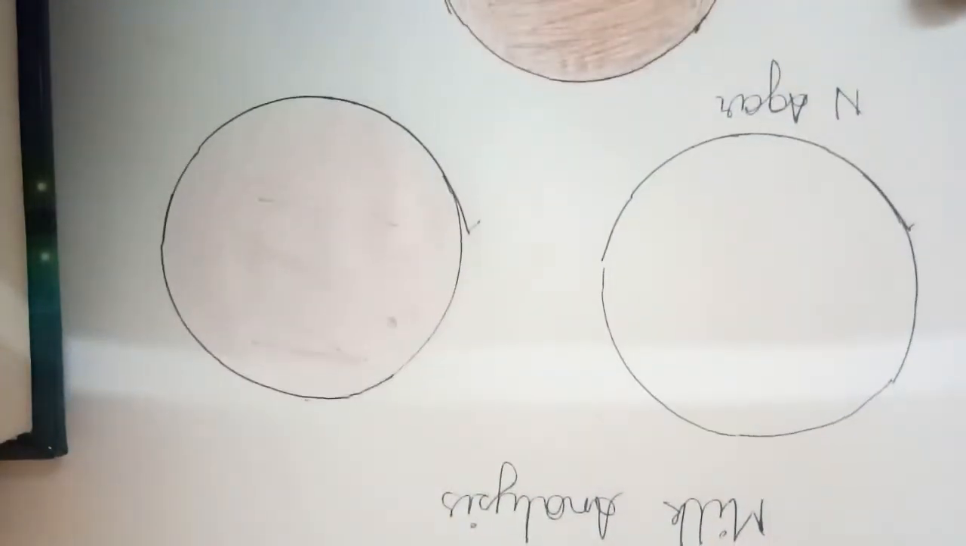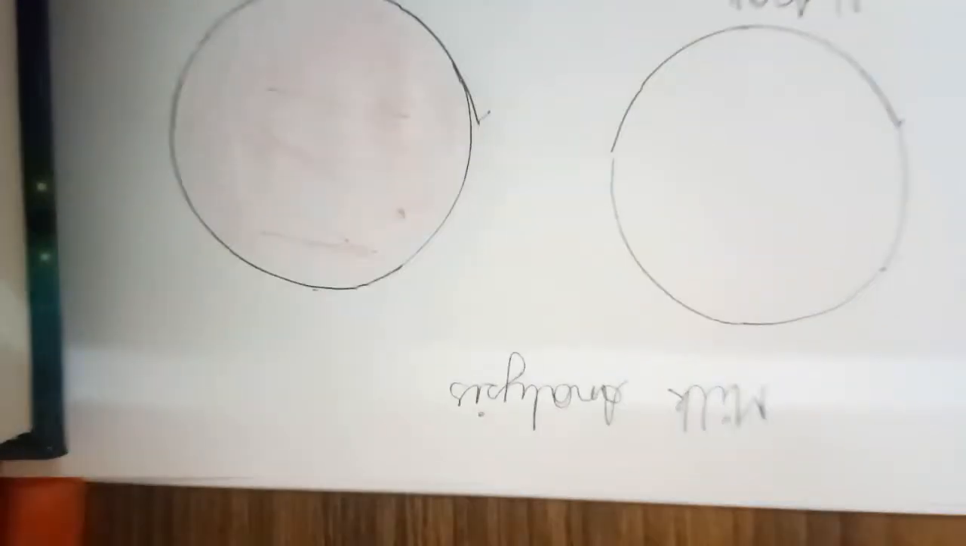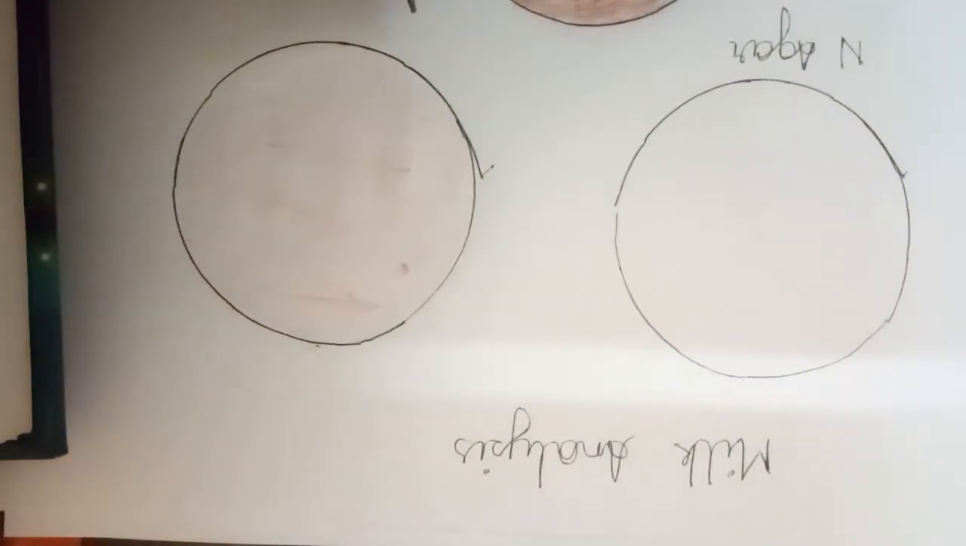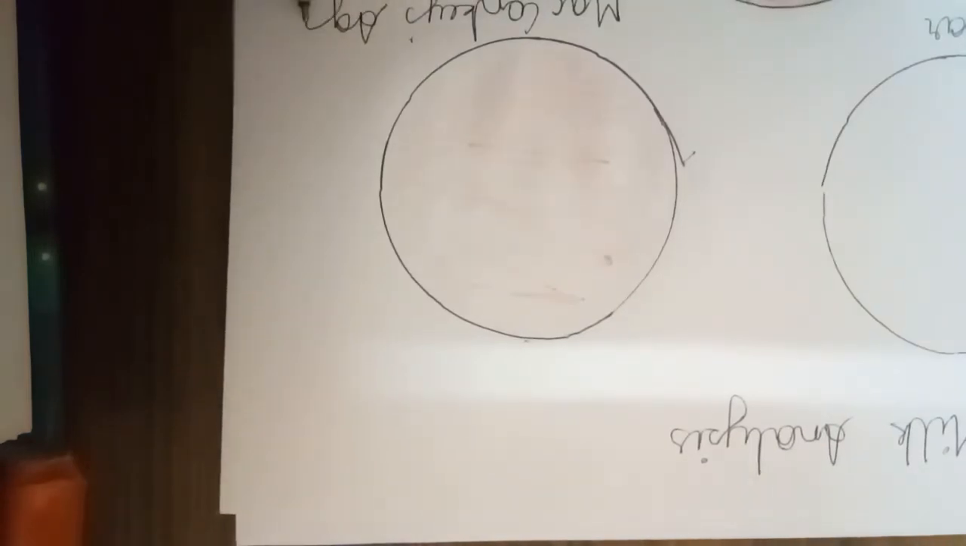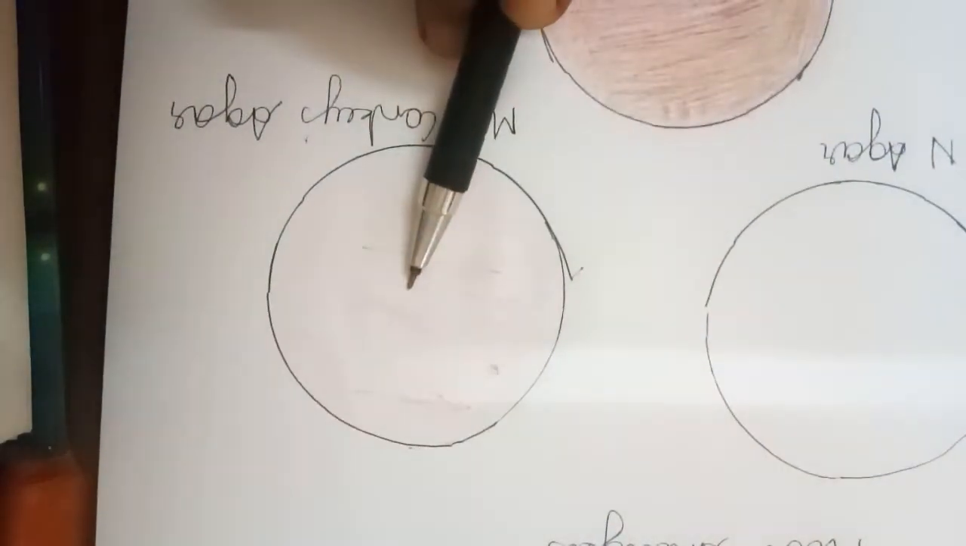This is our nutrient agar plate, that is N agar plate. Okay, so we will write like this: N agar plate. Now the another one is McConkey's agar plate. So we will write like here, it is pink in color because of the color of the indicator dye. So you can see very nicely that this is McConkey's agar plate.